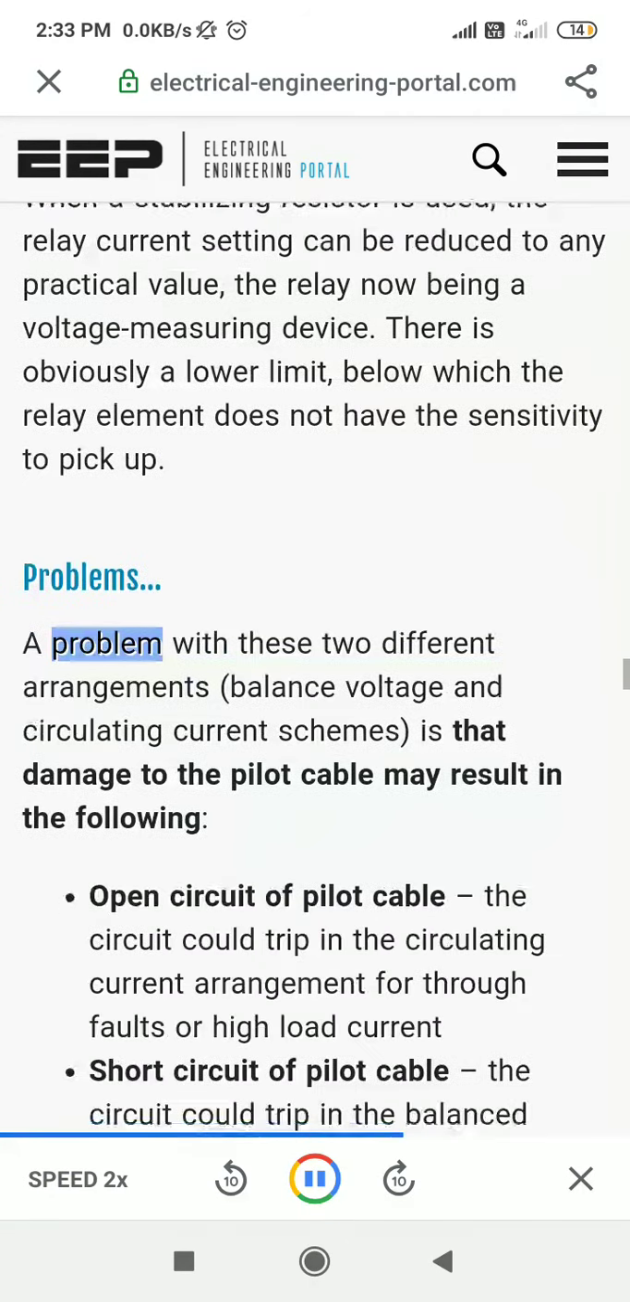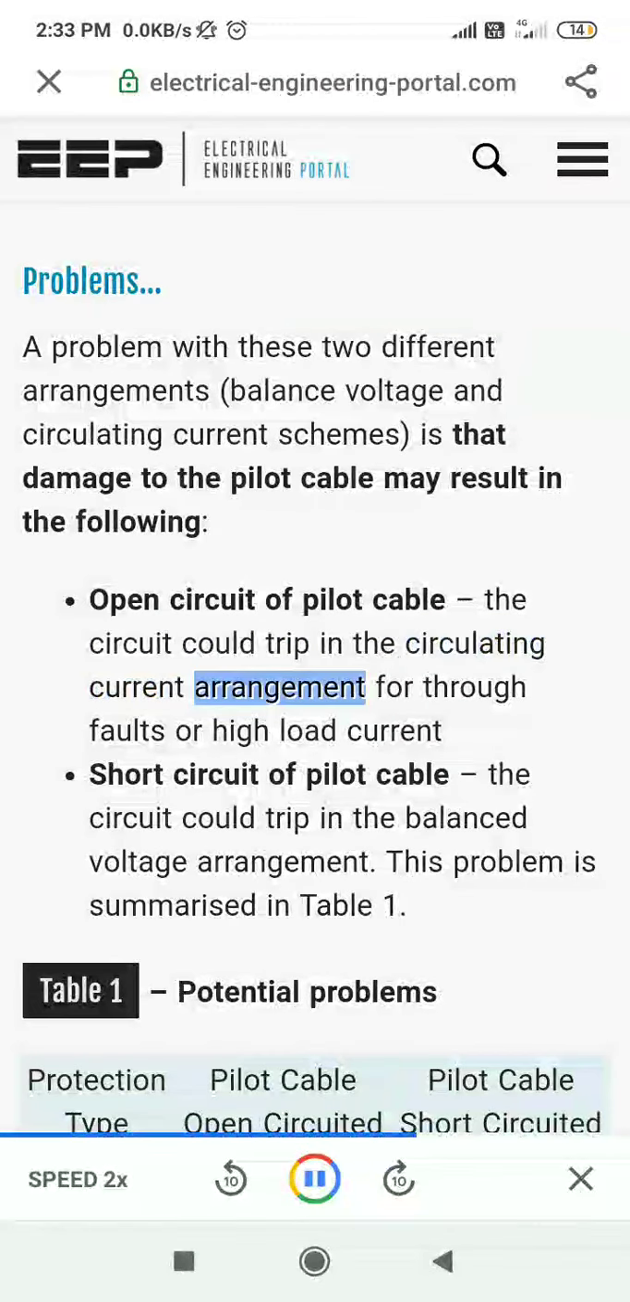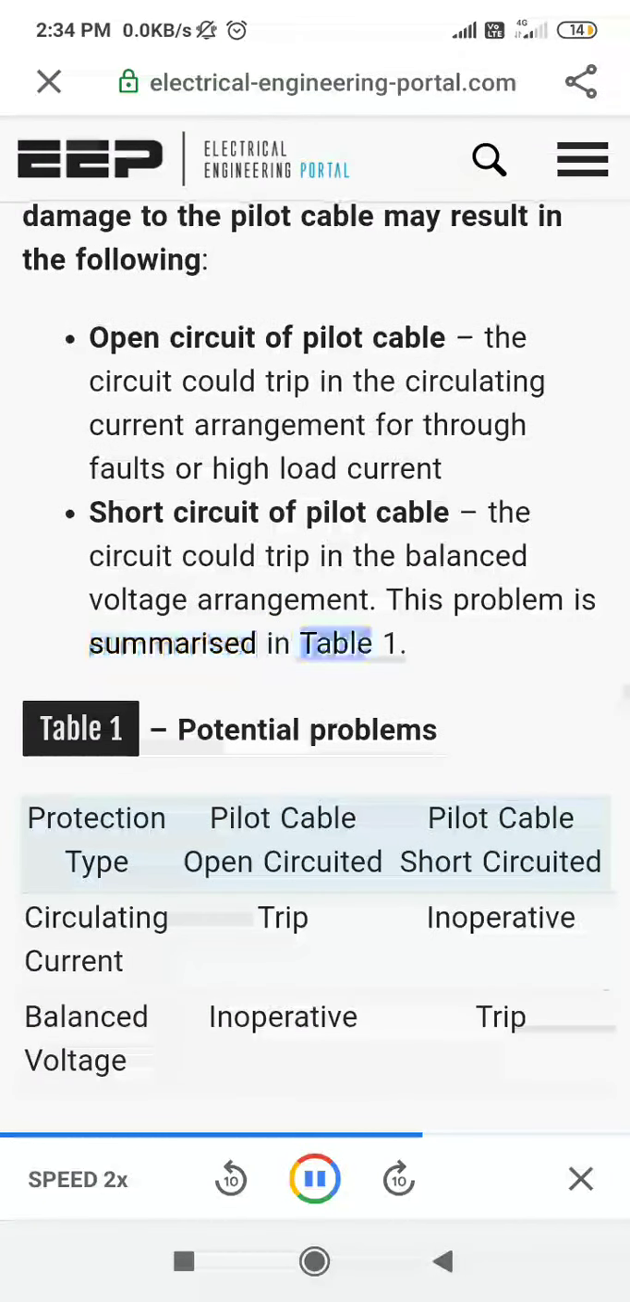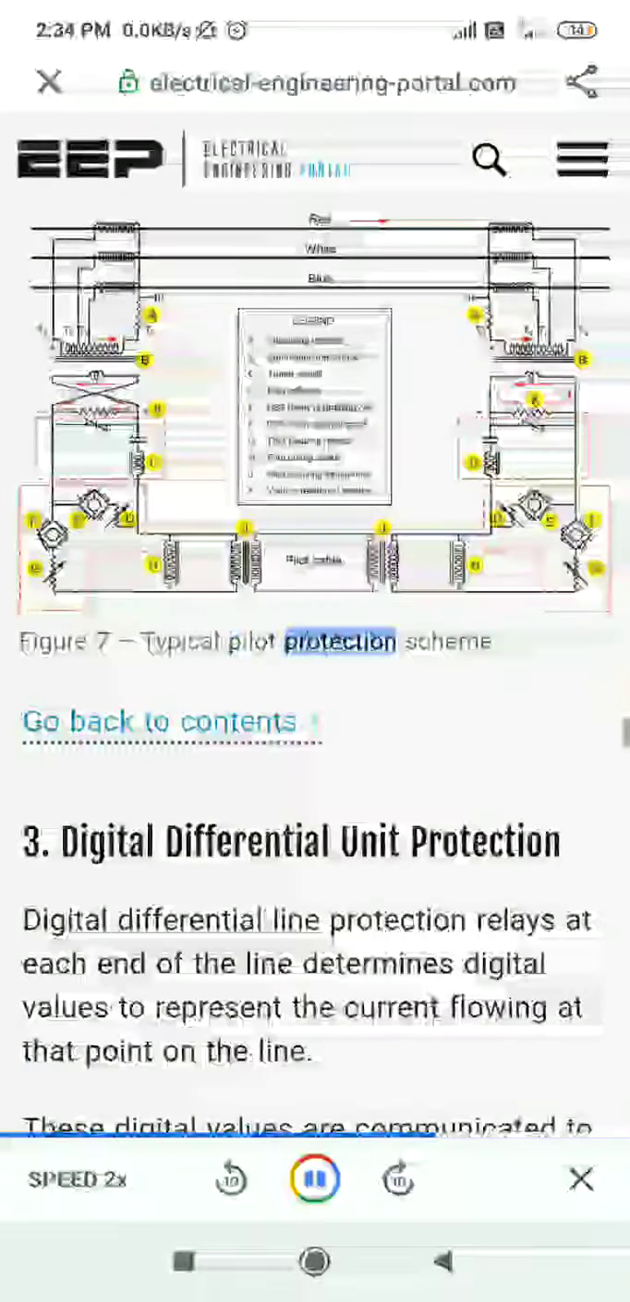Problems. A problem with these two different arrangements, balance voltage and circulating current schemes, is that damage to the pilot cable may result in the following. Open circuit of pilot cable: the circuit could trip in the circulating current arrangement for through faults or high load current. Short circuit of pilot cable: the circuit could trip in the balanced voltage arrangement. This problem is summarized in Table 1. Table 1, Potential problems. Protection type: circulating current, pilot cable open circuit: trip on through faults; pilot cable short circuit: operative. Balanced voltage, pilot cable open circuit: operative; pilot cable short circuit: trip. Typical pilot protection scheme.